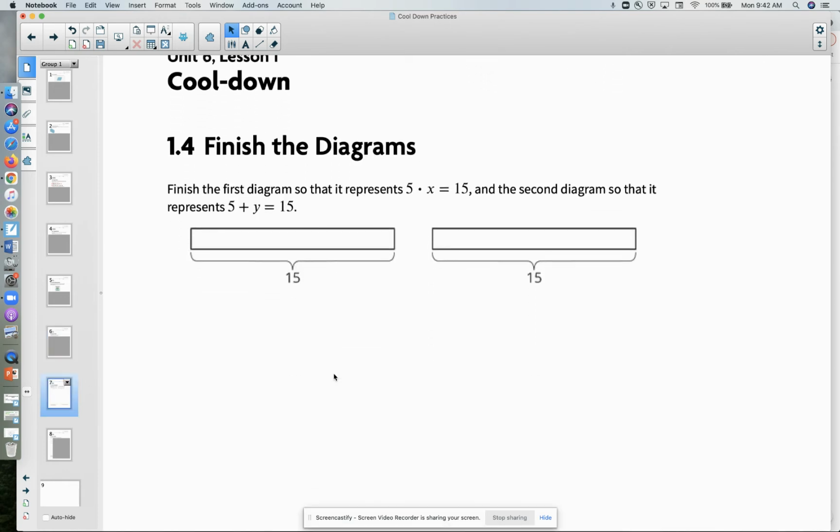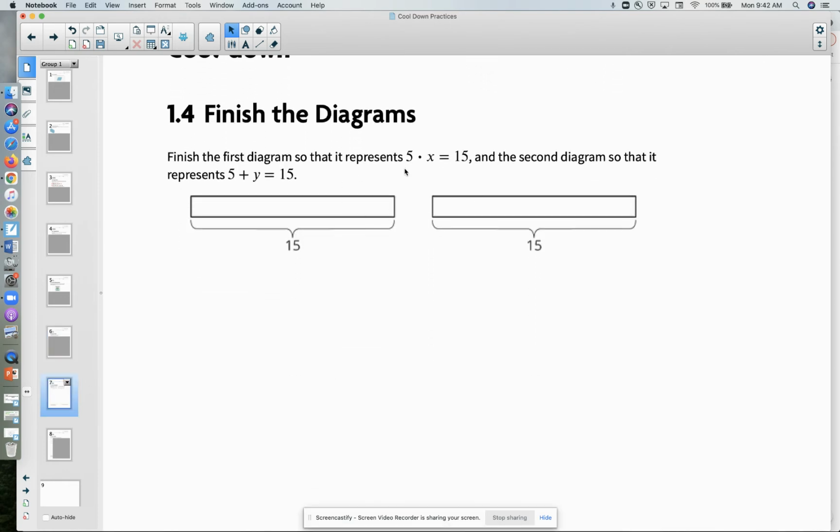Number 7, draw these two diagrams and then make one where it represents 5 times x equals 15, and then do another one where 5 plus y. All right. So how would you do that? 5 times x. So that's 3, right? 5 times 3. So we can do 1, 2, 3, and then these are x's. Because x is 3, right? Like that. X is 3.